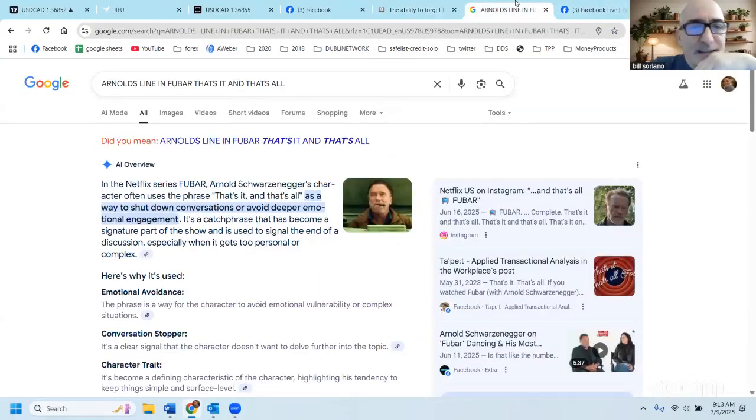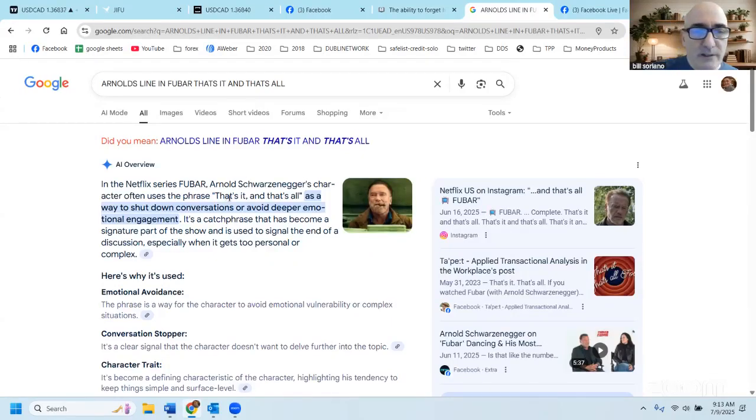He has a line in that movie, and it's "that's it, and that's all." So that's another thing I say to myself. Once I close a trade, that's it, and that's all. It's on to the next trade. Okay. We have to wipe our minds clean of the trade that we just got out of, and we have to move on to the next trade, right?